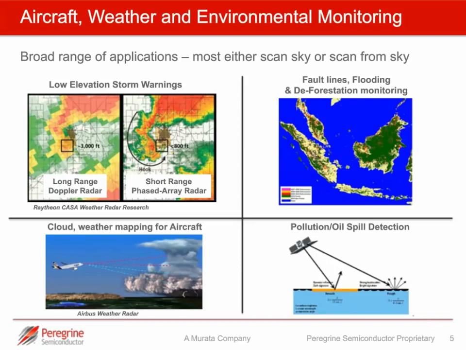On the top left, we have an example of phased array radar being used for low altitude, short range weather prediction. It's also used from the sky, typically from satellites on the top right, for environmental monitoring, monitoring fault lines, flooding, deforestation. One of the most common applications is the bottom left, where we see weather mapping, weather tracking for aircraft, so they can route around weather systems. There are some newer applications such as oil spill detection, again, either from a satellite vehicle or from an oil platform.